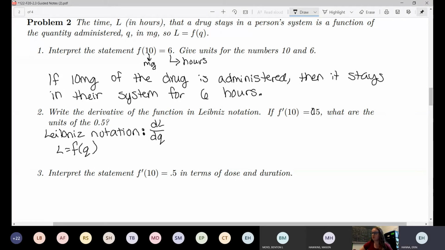And then we're told if F prime is equal to 0.5, what are the units of the 0.5? Here we just want the units, and then we're going to interpret it in part 3. Leibniz notation makes the units fall out very easily, which is the reason we use it. What are the units of L? Hours. What are the units of Q? Milligrams. So the units of our derivative are going to be hours per milligram.